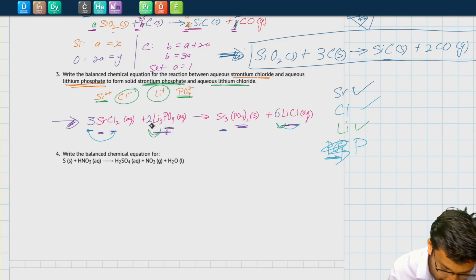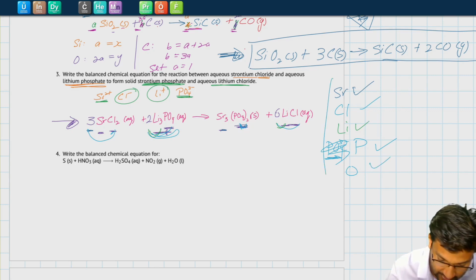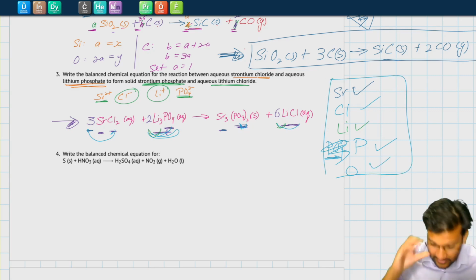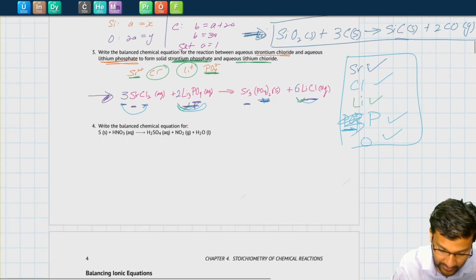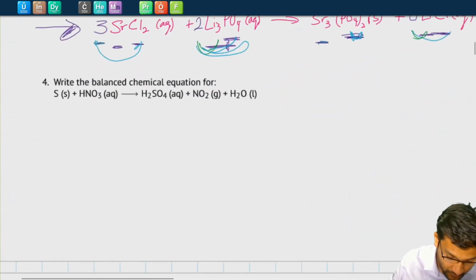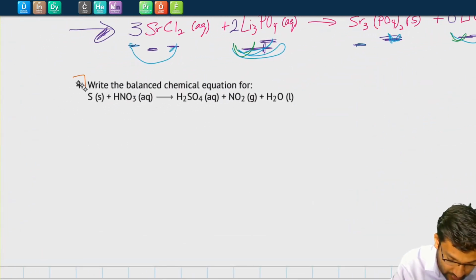So phosphorus, we have 2 on the left-hand side, 2 on the right-hand side, so that's balanced. And then oxygen, we have 2 times 4, that's 8 on the left-hand side, and 2 times 4, that's 8 on the right-hand side, so that's balanced. So that's the guess and check method. It worked very quickly for this one. Let's look at number 4. Number 4, we'll use the longer method.